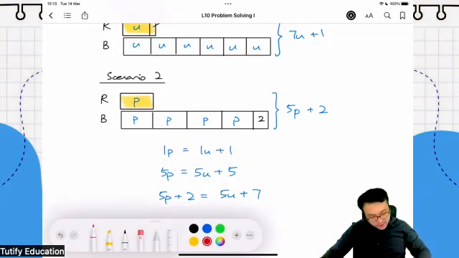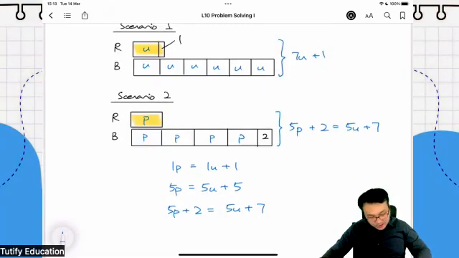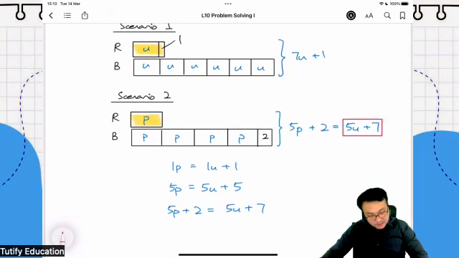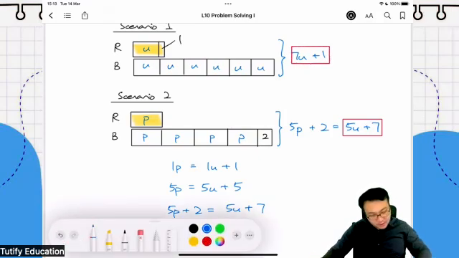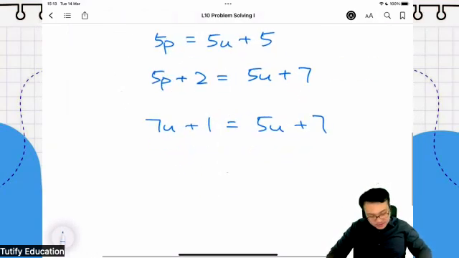So why do I want to do this? I want to say that this is equals to 5 units plus 7. And now what can I do? Now I can say that this is the total number of balls, which is also the same as this, the total number of balls as well. That means we can say that 7 units plus 1 equals to 5 units plus 7. So far, any questions, Alicia? No. Okay, then let's solve it, okay?